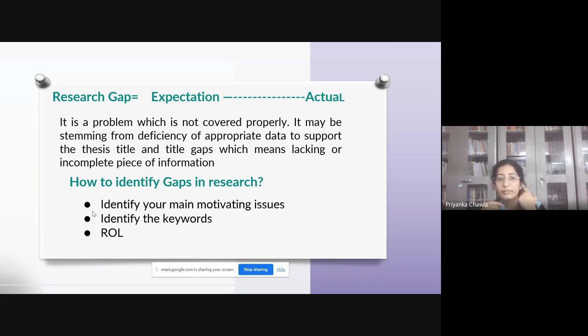So how to identify the research gap? You can write down some keywords and do a review of literature. Review of literature means you have to study the literature of the experts: whatever topic they have written on, whatever work a particular person has done, and what area he has not covered. So we can identify the gap there. With the help of keywords, we can search in Google Scholar and find the gaps. Any motivating or current issue can also reveal gaps.